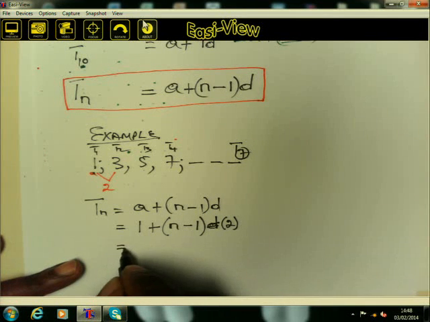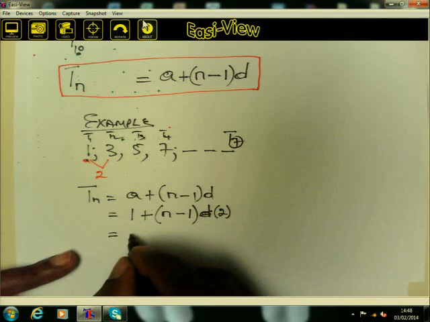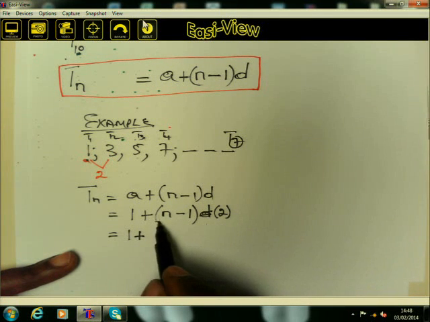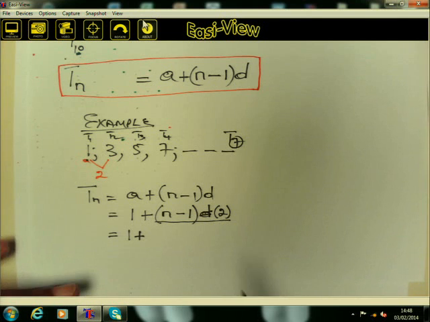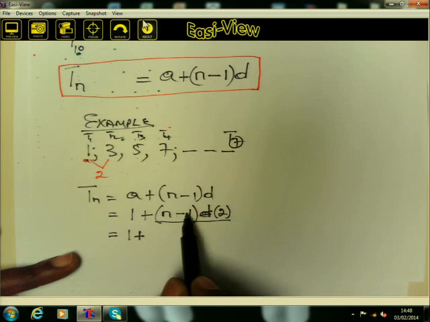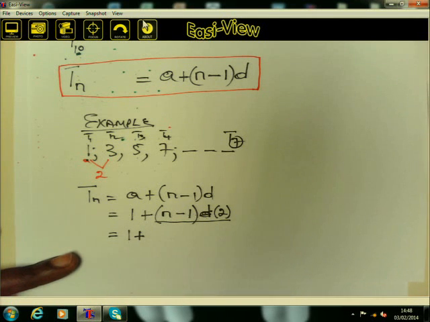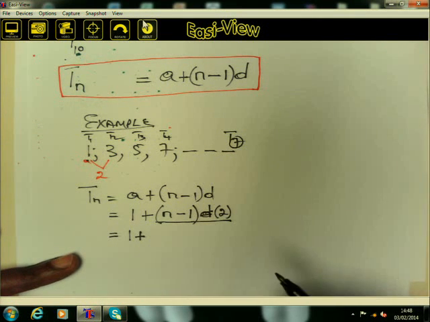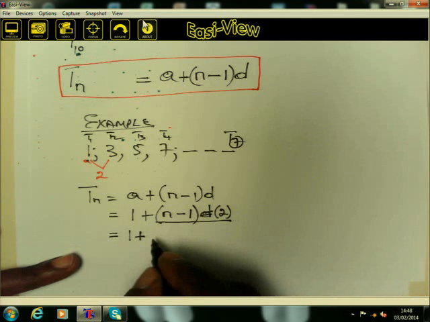From here, our algebra should work. So say this is 1 added to, we first work on this one. Most learners do not do that. They add this bracket into that one. That is a common mistake. So we first work on this side, multiply first.